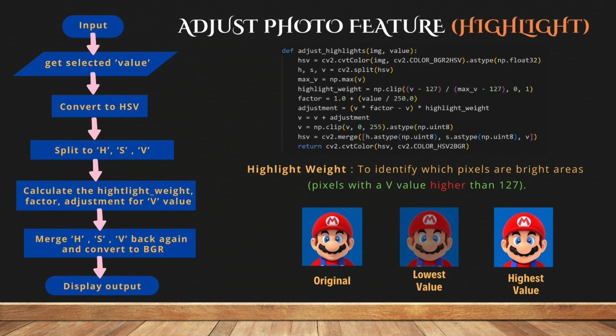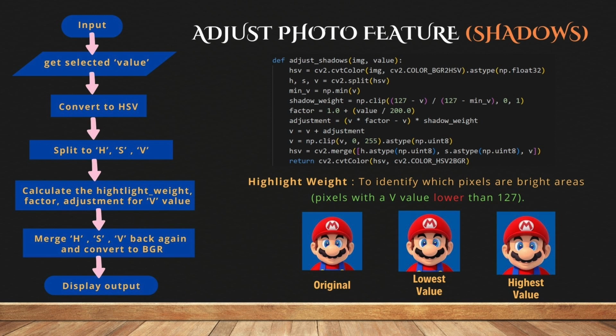Now the highlight adjustment. The system detects pixels with a V value greater than 127 and adjusts their brightness accordingly. This prevents overexposure while maintaining image details. And you can see the result of increasing highlight and decreasing highlight here. Increasing highlight will make bright areas even brighter, which can add a glowing effect. Decreasing highlight can recover detail from overexposed areas.